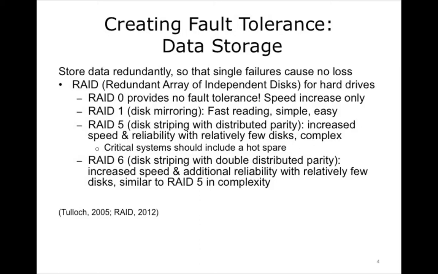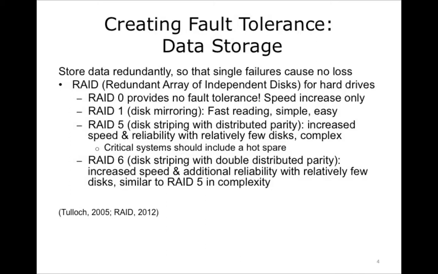RAID 1 is known as mirroring and provides fault tolerance by duplicating each data block on two or more drives. If one drive fails, all of the data blocks are still available on the other drive. There is a write performance penalty because all data must be written twice, but a doubling in read speed because data can be read from either drive. It's useful for simple systems and relatively easy to set up.